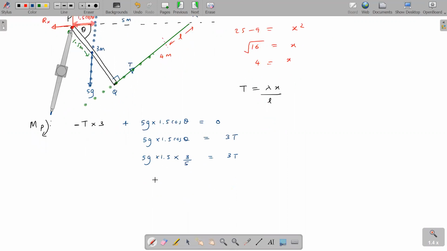Okay, so let's get the answer here. I think I can cancel out the 3T, 3 and 3, because the 3 anyway goes down as a division, right? So I can get here T equals 5 into G, which is 9.8, into 1.5 divided by 5. How much is T? Exactly 14.7 to 3 SF, so it's already to 3 SF. Tension is 14.7. Or you can give the answer in terms of G also, if you want.